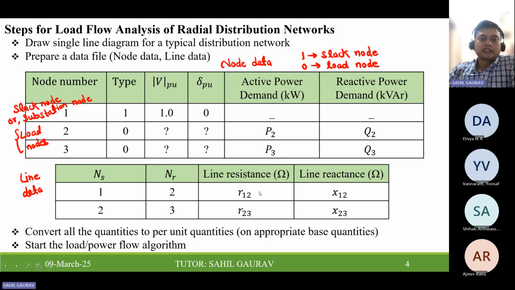And after making this data file, we can start our load power flow algorithm. So first we have to make the data file, and after making the data file, we convert all the quantities into per unit quantities. The actual values we first put in this data file, and then with the help of base quantities, we will convert the data file into per unit quantity.